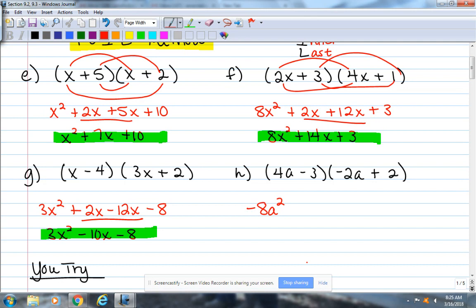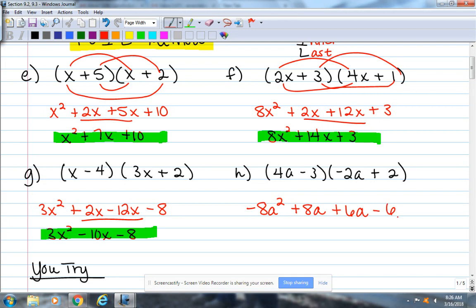Very good. Then we multiply 4a times what? 2. What is 4a times 2? 8a. So you put plus 8a. Then what do you multiply? Negative 3 times negative 2a. What's a negative times a negative? A positive what? 6a. And L stands for last, so negative 3 times 2 is what? Negative 6.